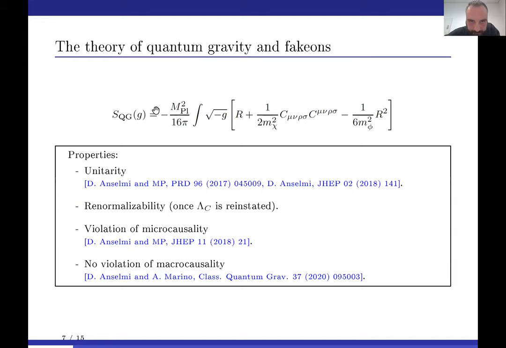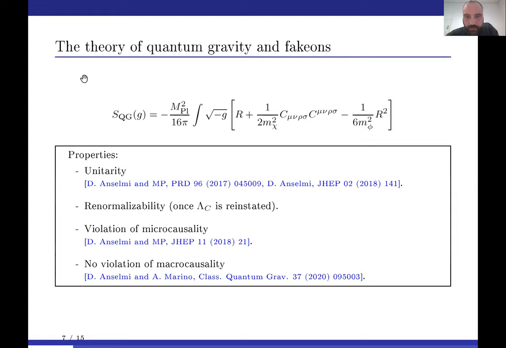We consider this theory. The properties are that this theory is unitary and renormalizable. A consequence of the fact that we introduce a Fakeon instead of a ghost is that we have a violation of microcausality at small scales, but no violation of macrocausality. So then we can compute some things from this theory and extract some phenomenology.